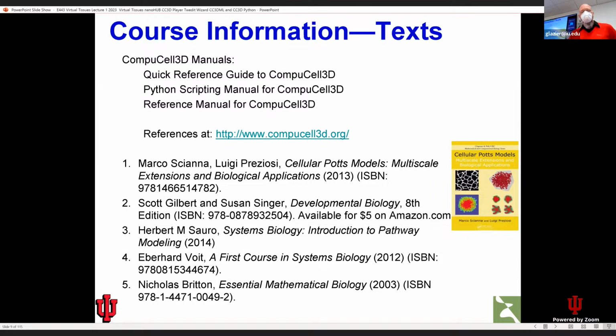Depending on what you're trying to learn, I really like Gilbert's Developmental Biology for biological background. If you want to learn biology and you're not coming from a biological background, I have a very simple secret for you. First, Wikipedia often has good articles, a good place to start. Secondly, I strongly recommend buying 10 or 15-year-old versions of the textbooks. You can get a 15-year-old version of Gilbert's Developmental Biology for $5 on Amazon.